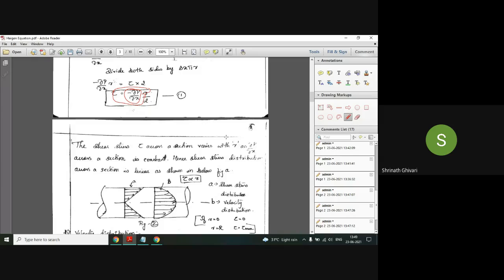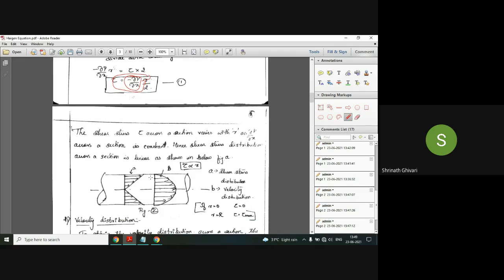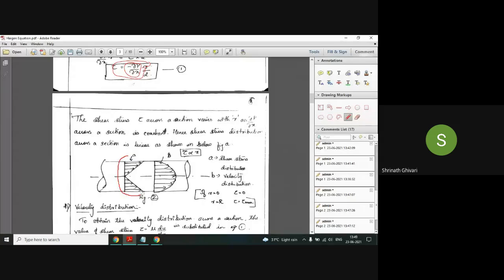So there's a relationship in which dou P by dou X remains constant and r varies with tau, the shear stress. This is the shear stress distribution whenever the fluid is flowing through a circular pipe, where the fluid is in laminar flow and is viscous. At the center, the shear stress will be 0.